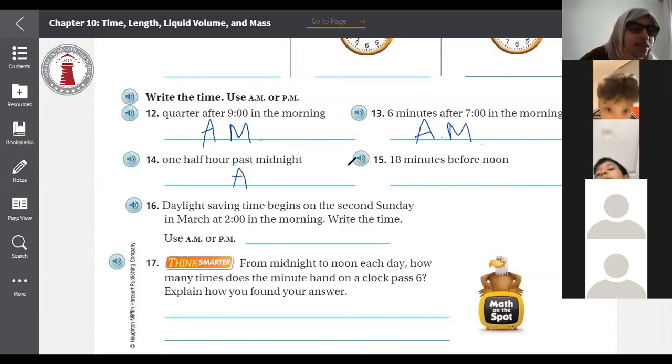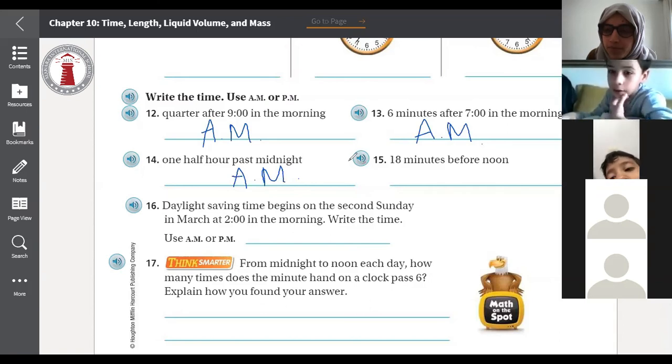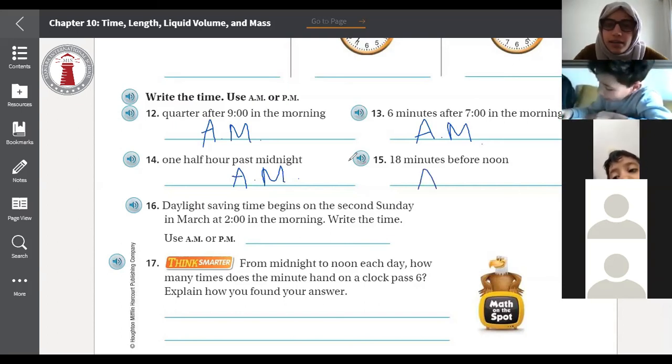Last one. Fahad, 15. 8 minutes before noon. So before noon, AM or PM? PM. Before noon is morning. AM. Well done.